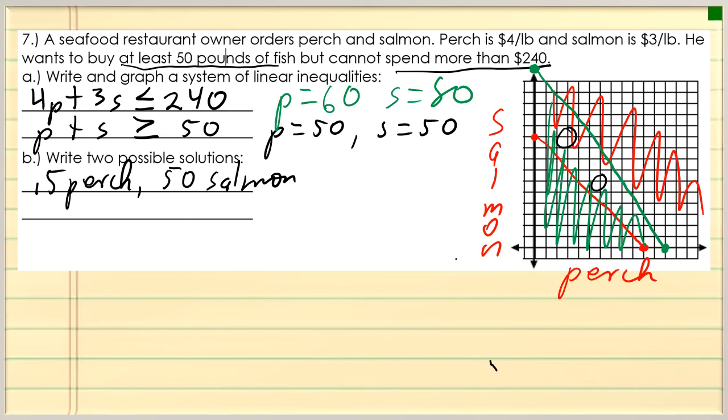The other point is at 1, 2, 3, 4, 5, 6. 1, 2, 3, 4, 5, 6. Oh, 6, 6. That's easy to remember. Since I'm multiplying by 5, that's 30 for perch and 30 for salmon. So I've stayed within my budget. I've spent less than $240, but I've got at least 50 pounds of fish. I got actually 60 or more in this case. And now it's time to eat.